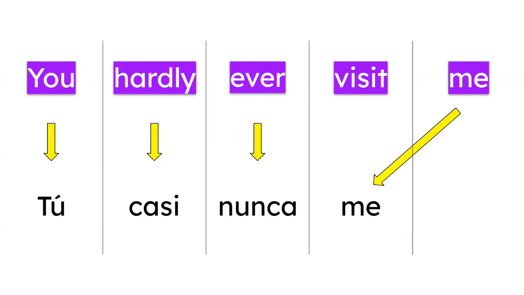Tú casi nunca me, and we need here the verb visitar conjugated with tú, and that will be visitas. Tú casi nunca me visitas. Why? ¿Por qué? ¿Por qué? What is going on? Tú casi nunca me visitas. Now say it.